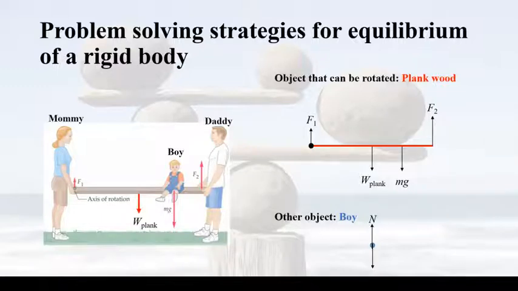So that is the second step. Just now I showed you 5 steps, right? Step 1 is a diagram for the plank wood. Step 2 is a diagram for all the other non-important objects. So this is the boy.